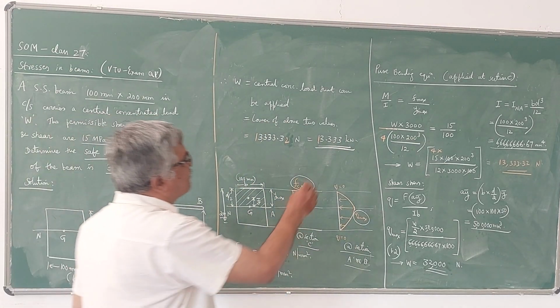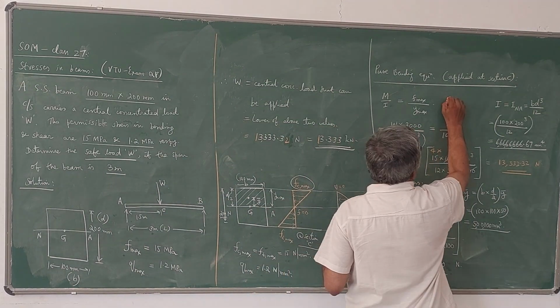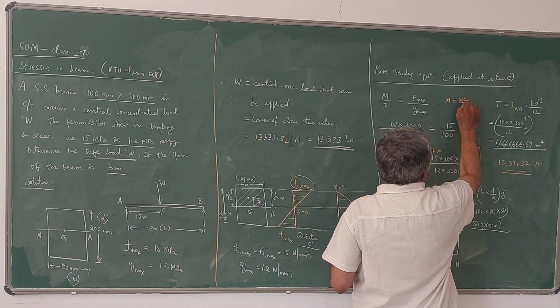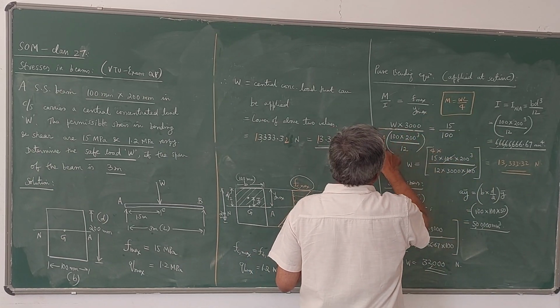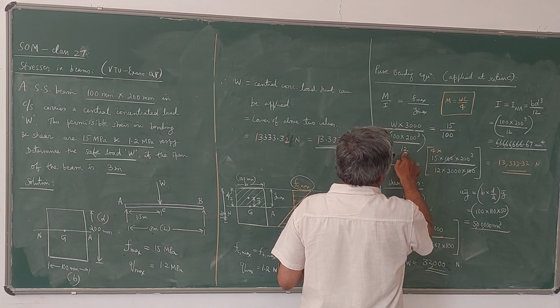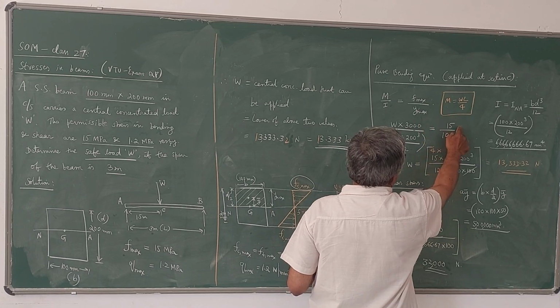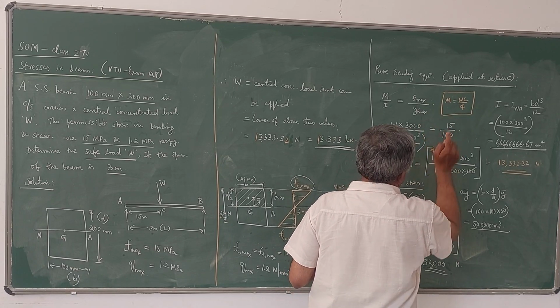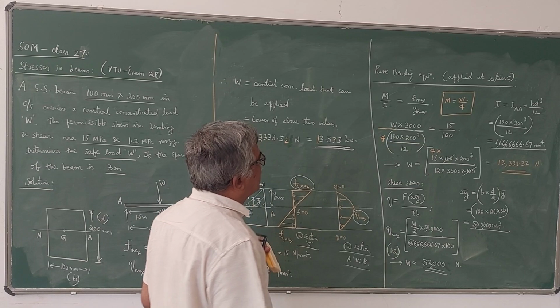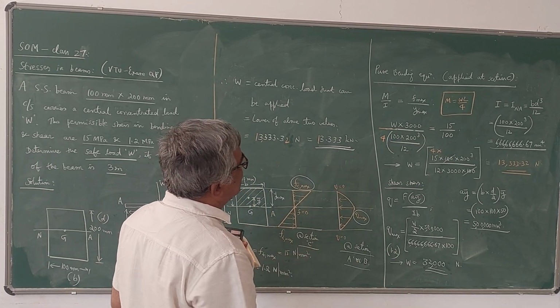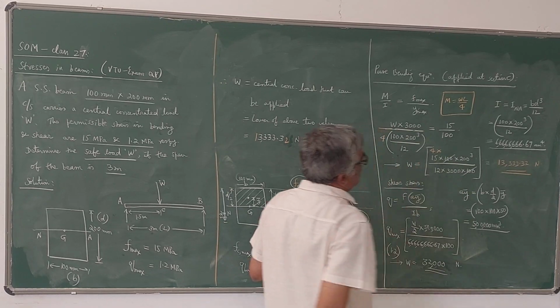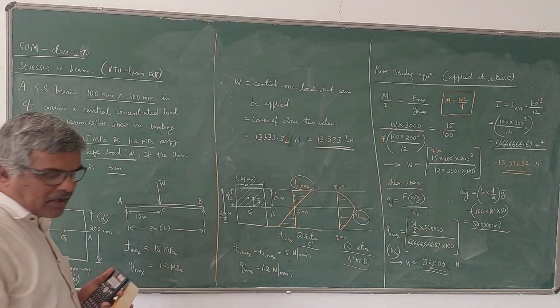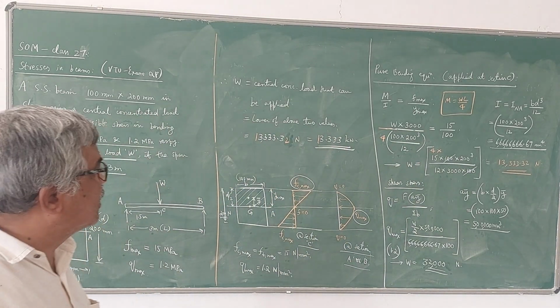So please see here, be careful here. M is WL by 4. W is unknown, L is 3000 mm, divided by 4, into I which is BD cube by 12, is equal to f max, which is 15 Newton per mm square, into Y max, which is 100. So this is how that 4 goes to the numerator here, and this is the answer. So 13.33 kN, up to that you can apply the concentrated load.